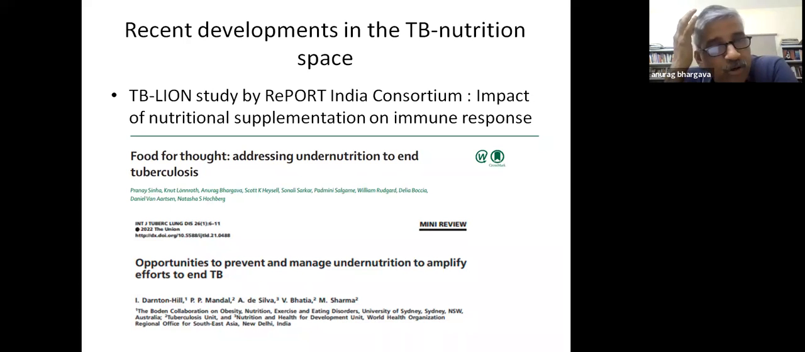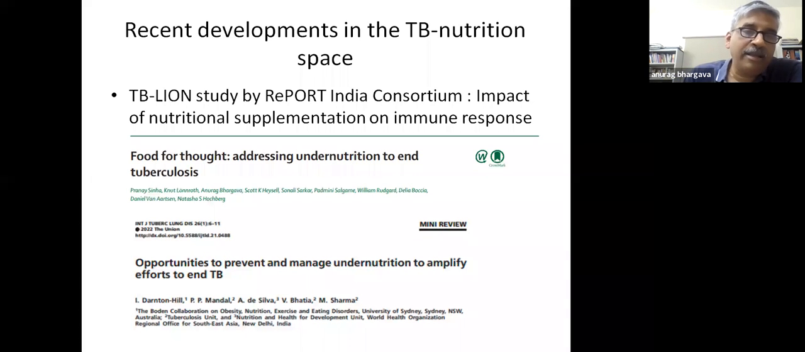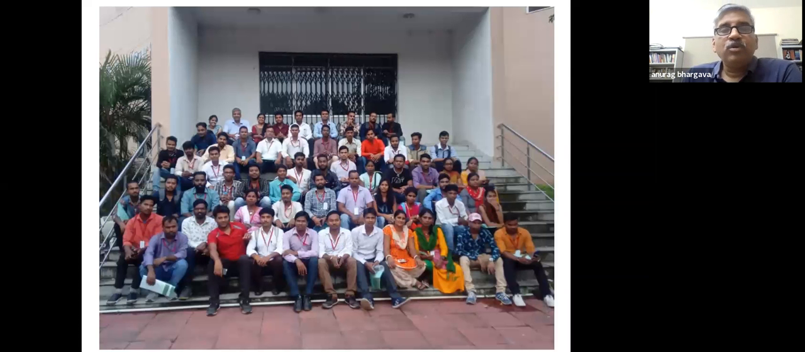So there have been articles not only by academics like Pranay, but also by, for example, the Southeast Asia Regional Office of the WHO, which has recently published this in the January issue of the International Journal of TB and Lung Disease. So this is the picture of our field team taken in August 2019.